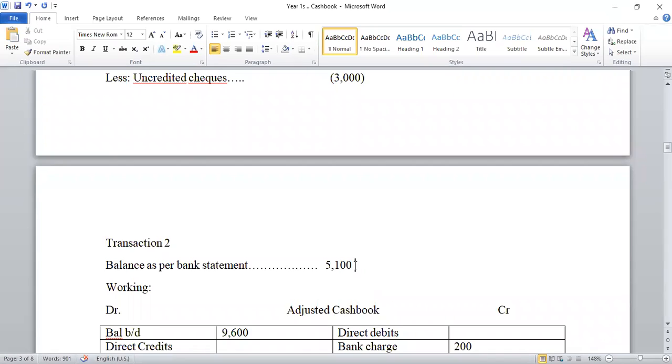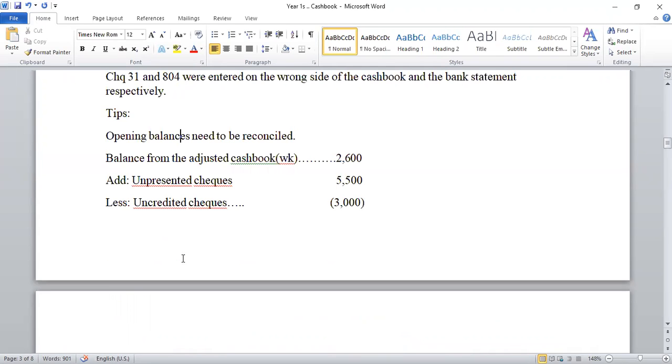Kindly bear with me. After getting the opening balance reconciled, you go now to the closing balances. What happens with closing balances is that reconciling items like these ones, which are in the opening balances, you check to see if they are passed in the following month, especially all of them. With unpresented checks, you can check whether they passed in the bank statement. Then uncredited, still the same story. Even direct debits and direct credits, you still check the cash book to see if they passed.